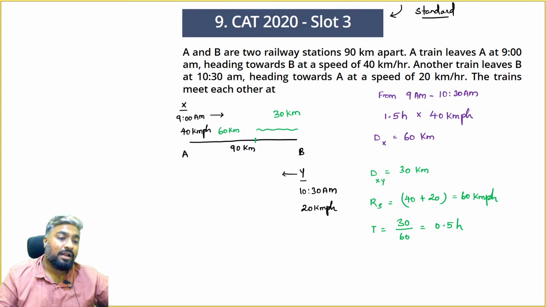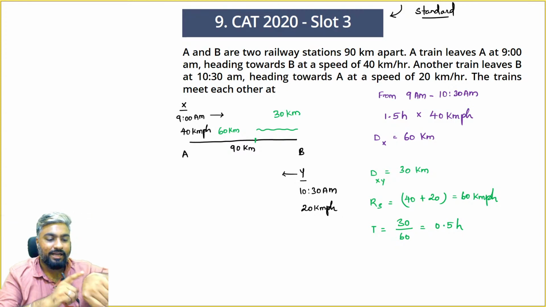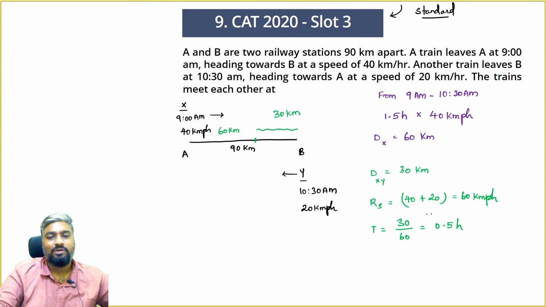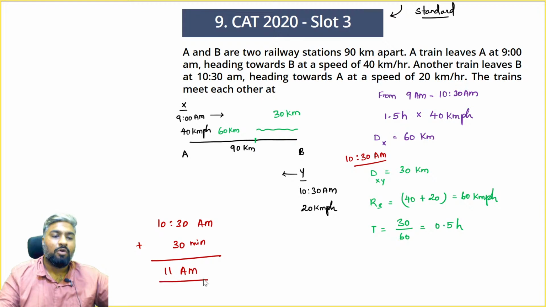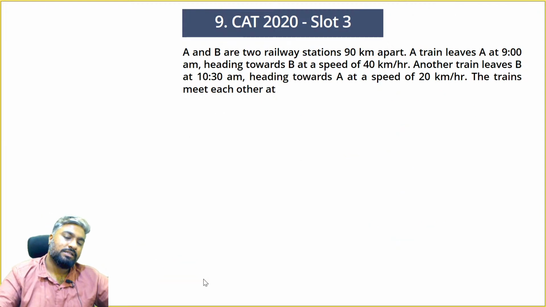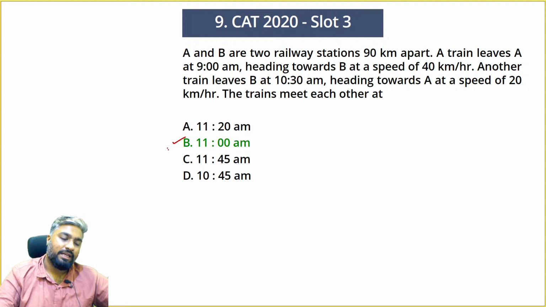What is the time right now? Not physically right now. Here in this situation, what is the time? 10:30, correct? This is at 10:30 a.m. So after 10:30 a.m., we add another half an hour, 30 minutes, which gives us 11 a.m. So what is our answer? Our answer is option B, 11 a.m.